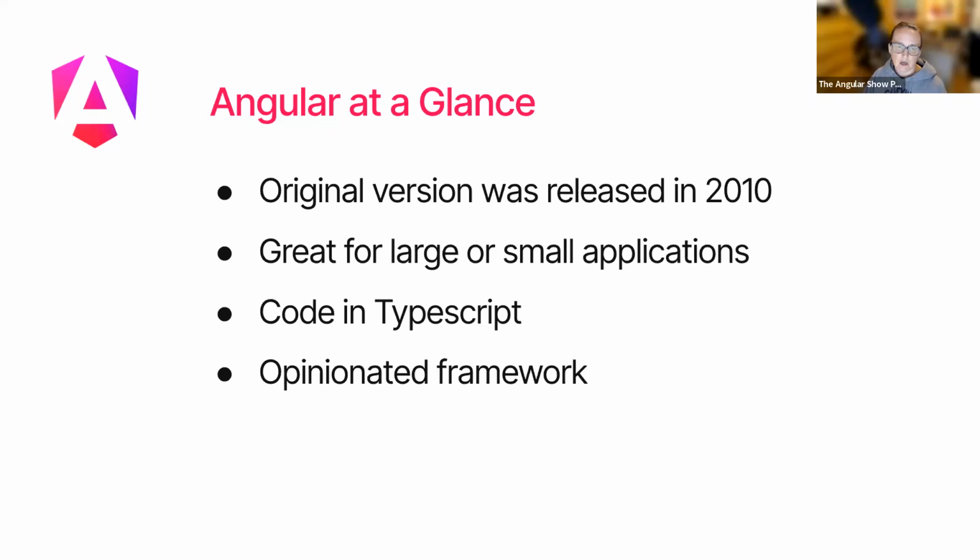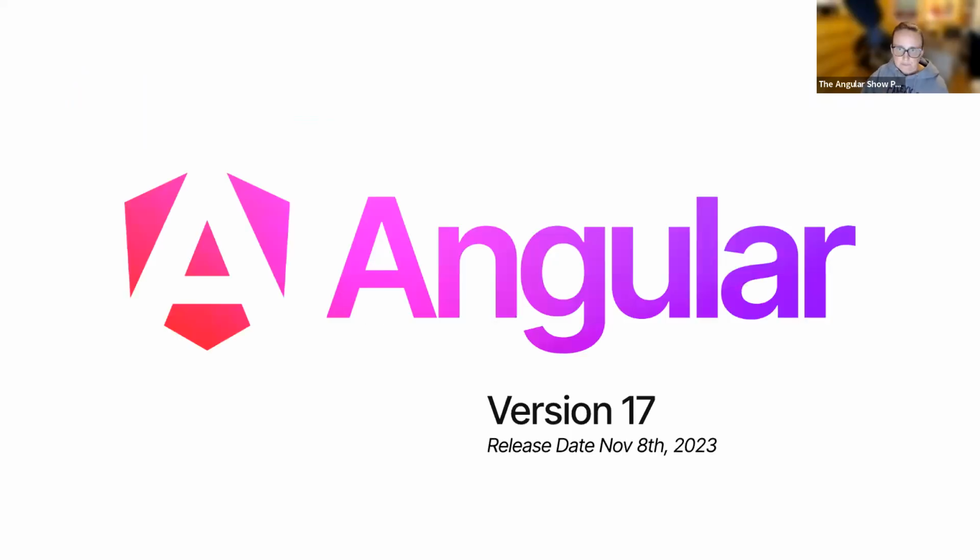My team is about 150 other developers. Since the framework itself is somewhat opinionated, it makes it a lot easier to make decisions because there's only some best practices for how to do that. As of November 8th, so last Wednesday, version 17 is the latest version of Angular.